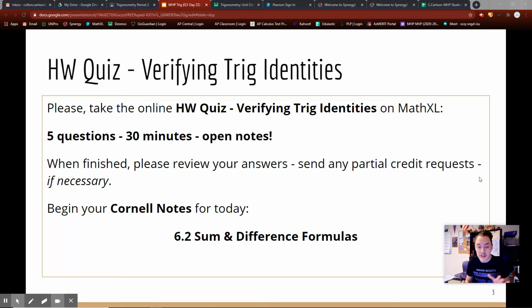But if you have any questions, let me know. Send any partial credit requests to me if necessary, if possible. And then begin 6.2, sum and difference formulas.